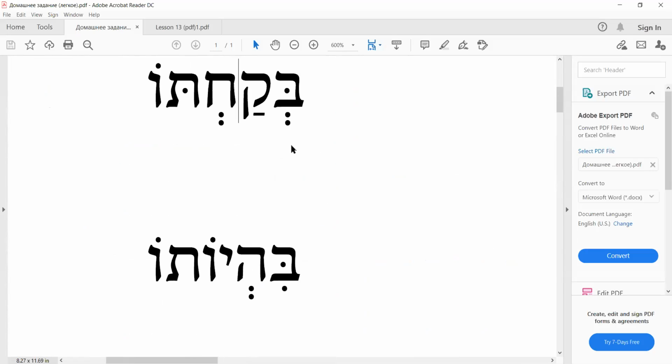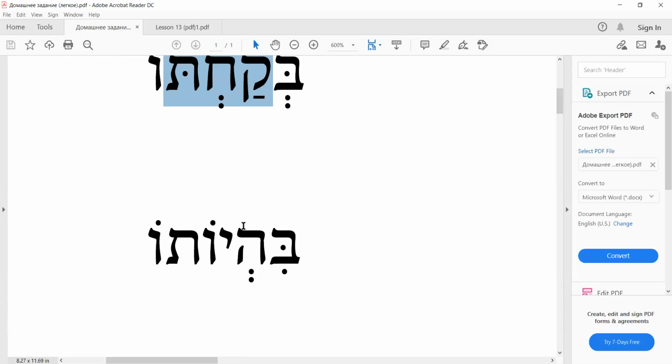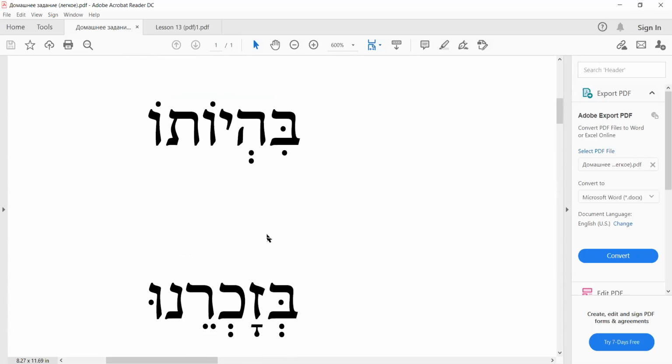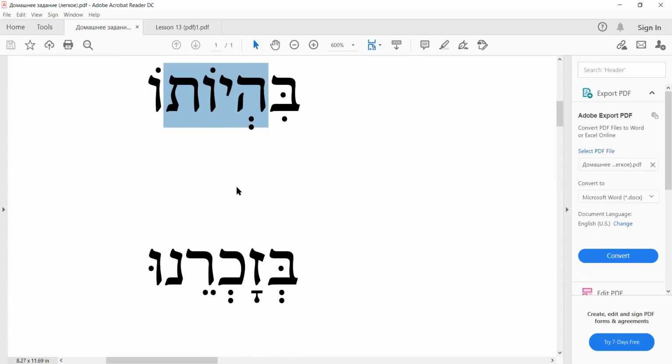Let's try to translate. When he took. Again, when he took, or when he takes. Yes, okay. This is lakach. And we have a preposition and a pronominal suffix. Okay, next one. When he was. The verb is haya. Very well.